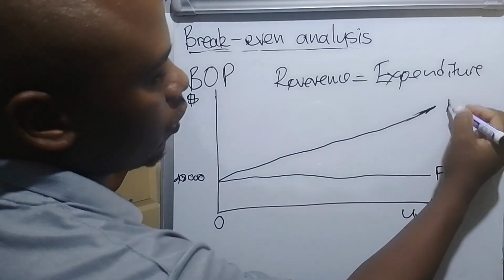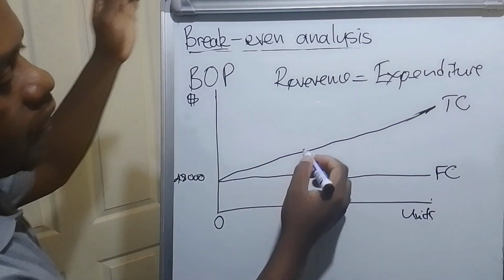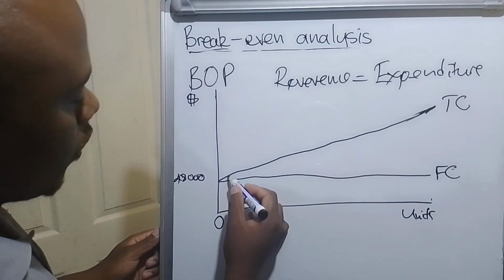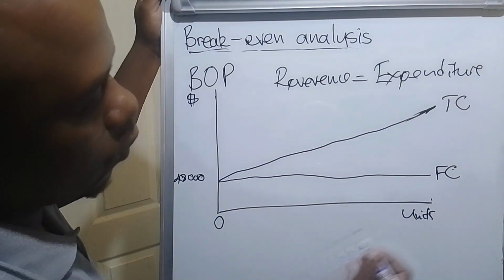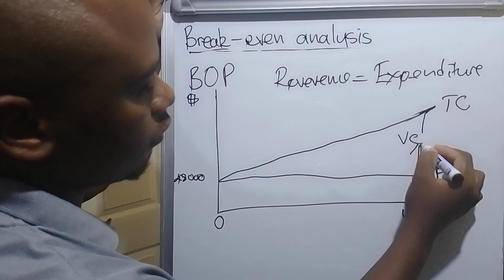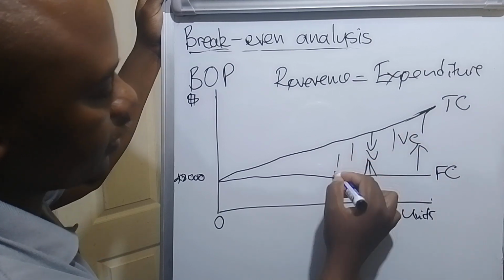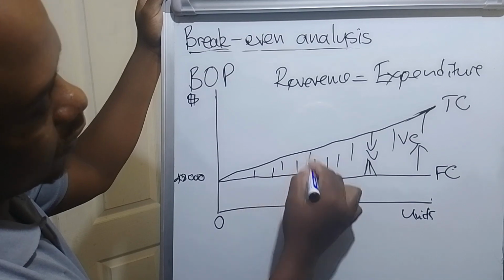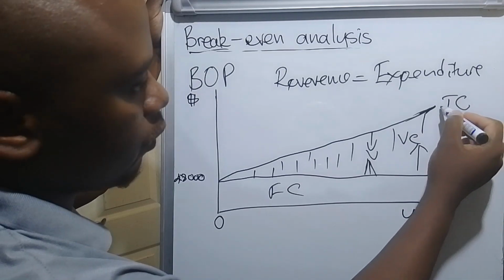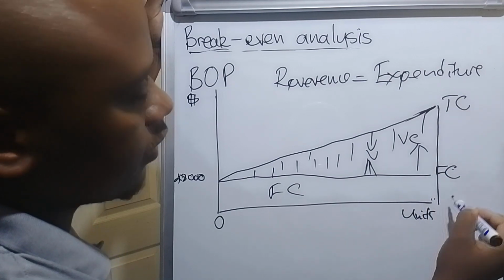The variable cost line shows the total cost for the organization. From this point 0 up to this point, it shows the total cost. So the variable costs will be within this margin. This is the margin of variable cost. This area is variable cost, and this area is fixed costs. From this point up to here, it's total cost.